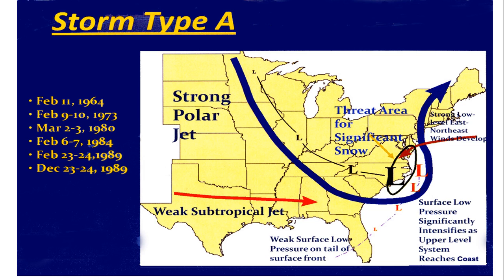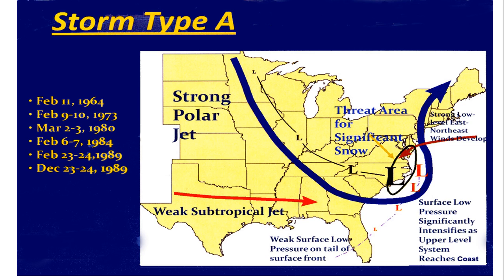Right, so the first synoptic setup is storm type A, and the red arrows in these diagrams that follow indicate the subtropical jet stream. The very deep, thick blue arrow represents the axis of the polar front jet stream. The black L's indicate upper level pressure features, in this case, an upper level low pressure system. And then the red L indicates surface low pressure systems.